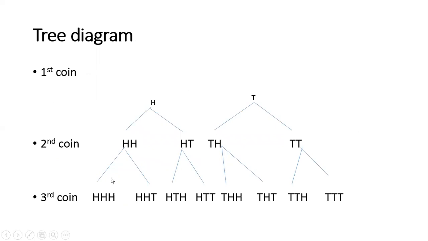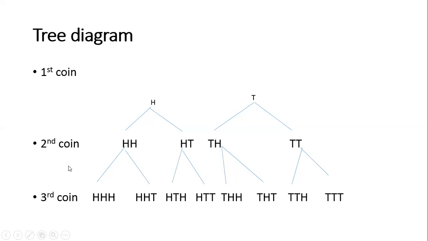Throwing the first coin, you have just 2 options, head and tail. By the time you throw the second coin, if the first one is a head, the second coin can also give us 2 options, head and tail. If the first option was a tail, that's why you have T coming first, then the second can be head, then it can be tail.